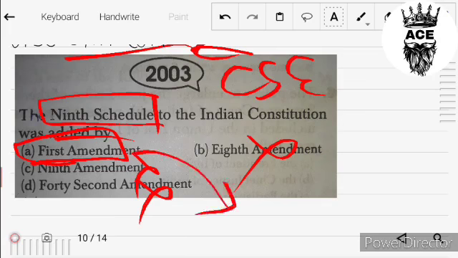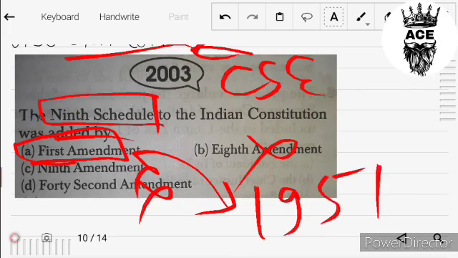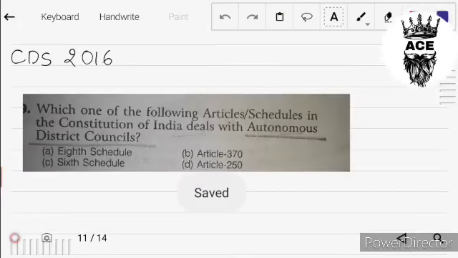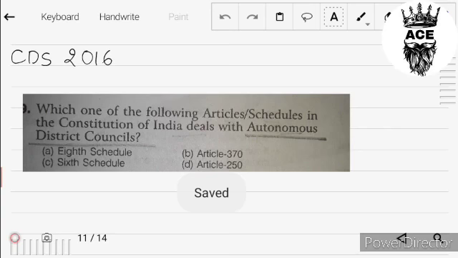I would like to ask the year also. The first amendment, that is 1951. Very clear to you, and enjoying the lesson. Thank you. Then this question was asked in the CDS examination of 2016.